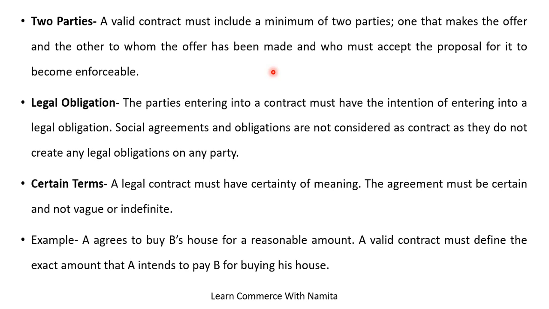That's why it is not a valid contract. So in a valid contract, compulsory two parties are necessary. Like one party will give the offer to other party and other party is going to accept that offer. Next element is legal obligation. A legal obligation means which can be enforceable. So the parties entering into a contract must have the intention of entering into a legal obligation.